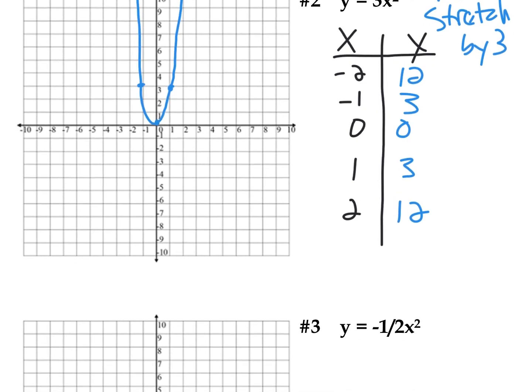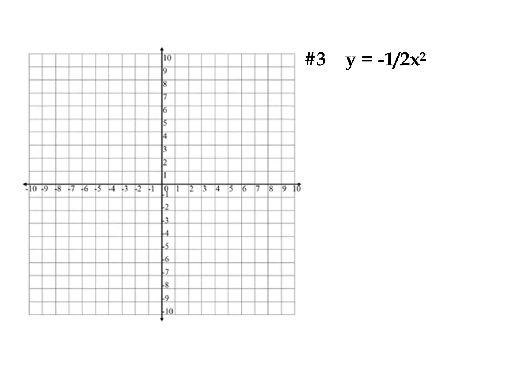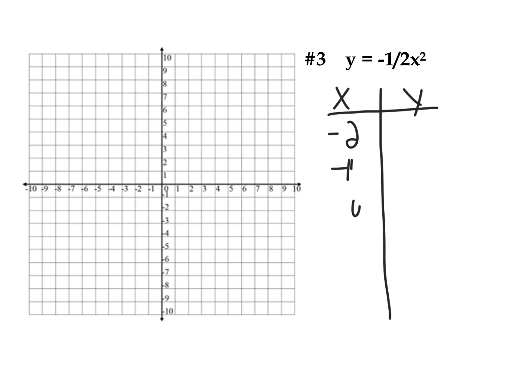Let's look at another example here where we have an a value that's a little different. In this case, negative 1/2 x squared. All right, let's make a table of values. I'm going to plug in those same numbers: negative 2, negative 1, 0, 1, and 2. When I plug in a negative 2 and square it, negative 2 squared is 4. 4 times a half is 2, and it's a negative there, so it'll be negative 2.